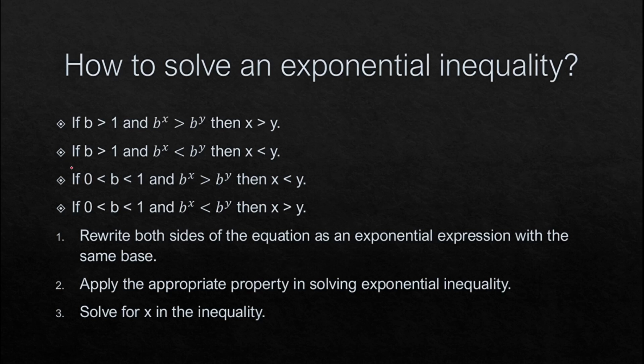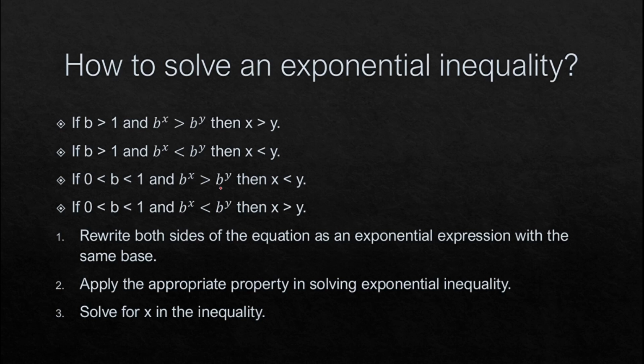If b is greater than 1, and b of x is greater than b of y, then x is greater than y. So sabihin na if b is greater than 1 and same base siya for both sides, tapos ang exponent na different, sabihin the left exponent is greater than the right exponent. So pares lang din kung the other way around, then the left exponent is less than the right exponent.